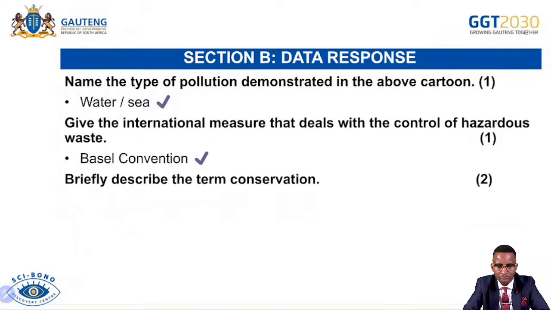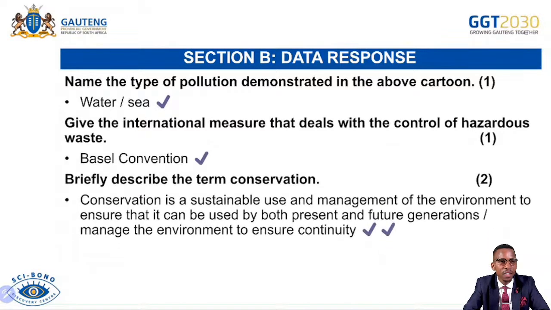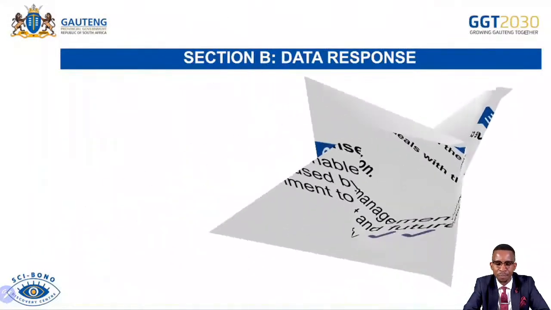And then briefly describe the term conservation. Conservation is the sustainable use and management of the environment to ensure that it can be used by both present and future generations. So to keep the environment intact, even for future generations, not to undermine its present value. Manage the environment to ensure its continuity. It must continue giving us benefits.